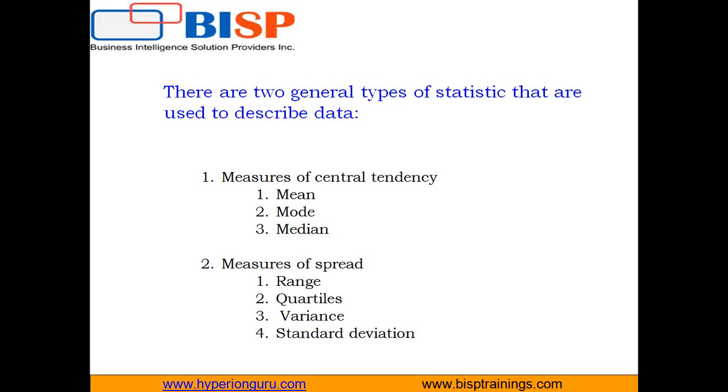Next, in the category of measures of spread, there comes range. Range is the difference between the largest data value in our dataset and the smallest value in our dataset. The quartiles of a ranked set of data values are the 3 points that divide the data set into four equal groups. And I'm showing you how these functions work in Excel. Next is the variance and next is the standard deviation.